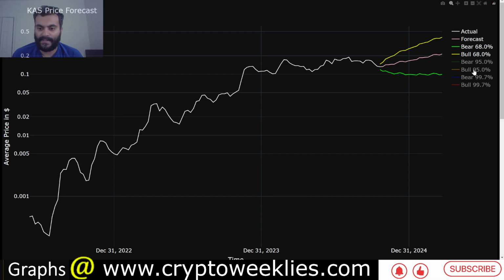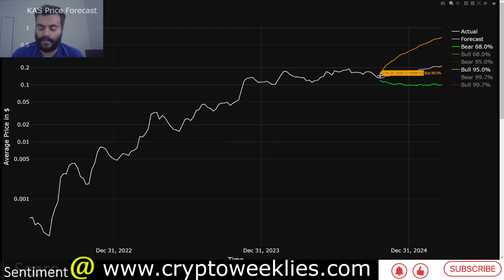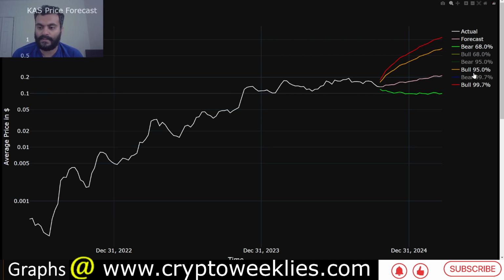If on the other hand the market exhibits some form of euphoria between now and middle of March of 2024, the orange line would be at around 95 percentile confidence. That means there is only a 5% chance that the price moves higher than the prices in this orange line, that is between 16 cents and 68 cents. So that is how these forecasts are estimated. And the last is 99.7% confidence that the prices stay under this red line, that is between 17 cents and $1.10. So that's how these forecasts are designed to work, again not financial advice.